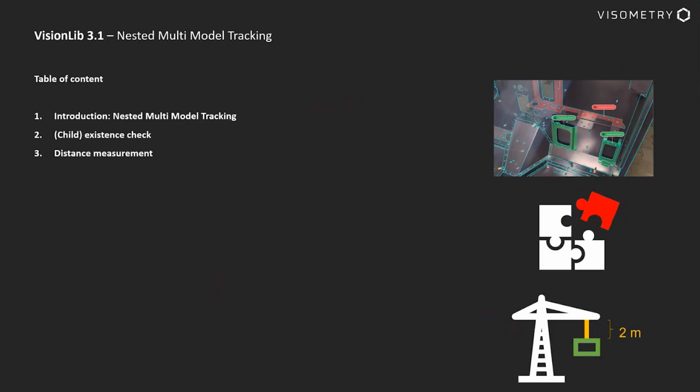So we will start with an introduction about the term nested multi-model tracking and differentiate it from the general multi-model tracking approach. Based on that, we will introduce two use cases which are enabled by nested tracking and can be implemented very simply with the new VisionLib 3.1.